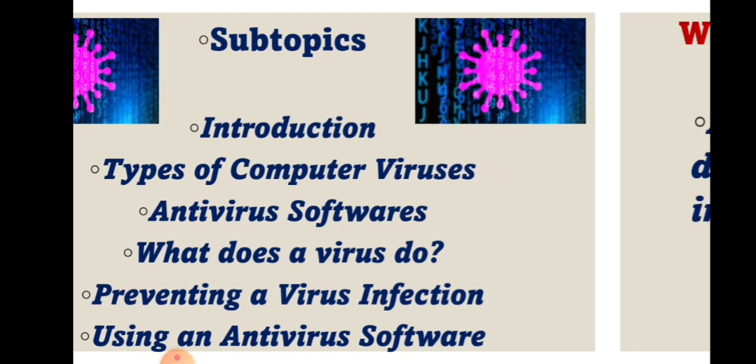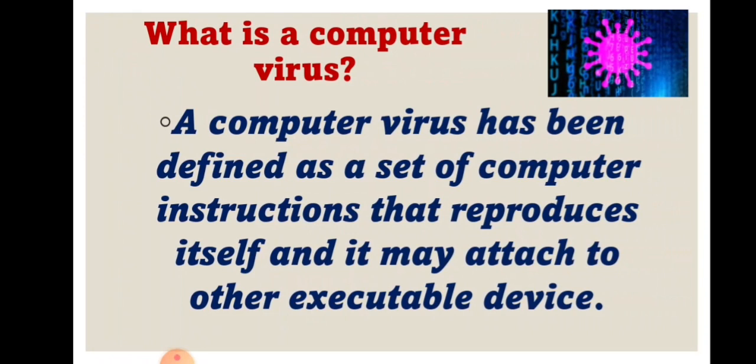Okay, let's dig in. Now, what is a computer virus? A computer virus has been defined as a set of computer instructions that reproduces itself, and it may attach to other executable devices. When you say reproduces, computer viruses multiply by themselves. That's why it's dangerous for computers. So it's not enough to just buy computers. We also have to take care of our computers, and within computers are actually viruses that we need to prevent.